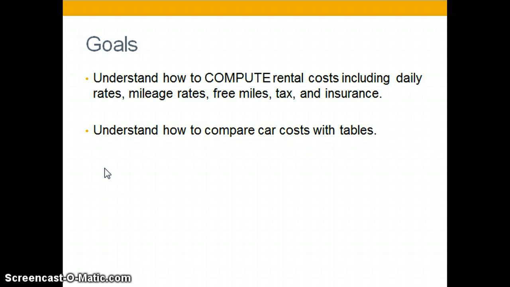Goals for today. The title of this section is something like other car topics. But we're really going to be talking about computing rental costs if you're going to rent a car. And we're going to look at when you go to rent a car, they charge you in many different ways. They charge you for the number of days that you have the car and the number of miles that you drive the car. They charge you sales tax, and they might charge you insurance. So there's a lot of costs that we're going to have to look at in order to compute your total rental car cost.